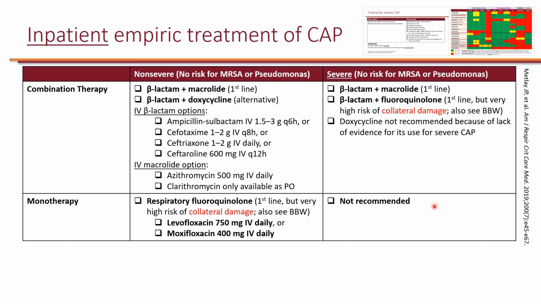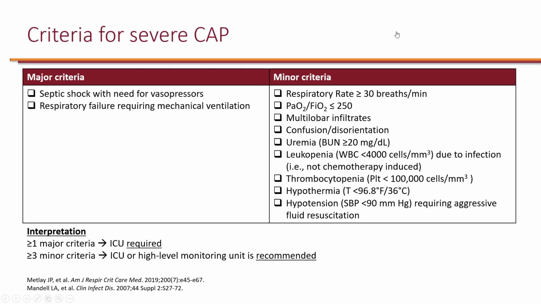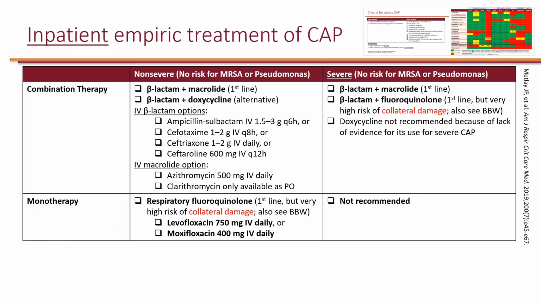Now, when it comes to inpatient management of CAP, we basically need to identify severe and non-severe pneumonia. Earlier we looked at criteria for severe CAP and non-severe. If somebody has either one of the major criteria, or at least 3 of the minor criteria, they would have severe CAP, and if they don't, they will have non-severe CAP.